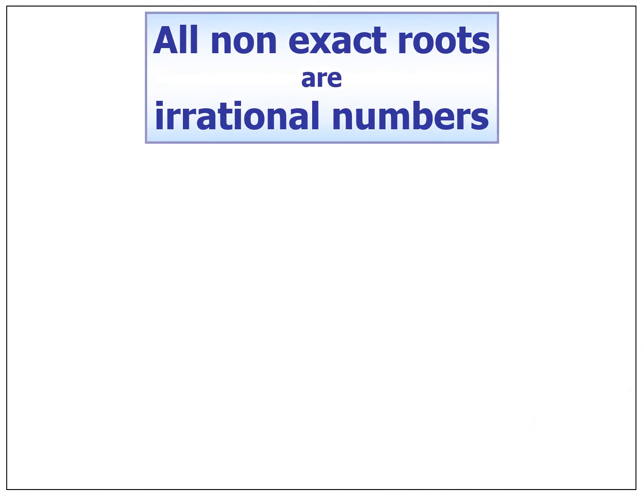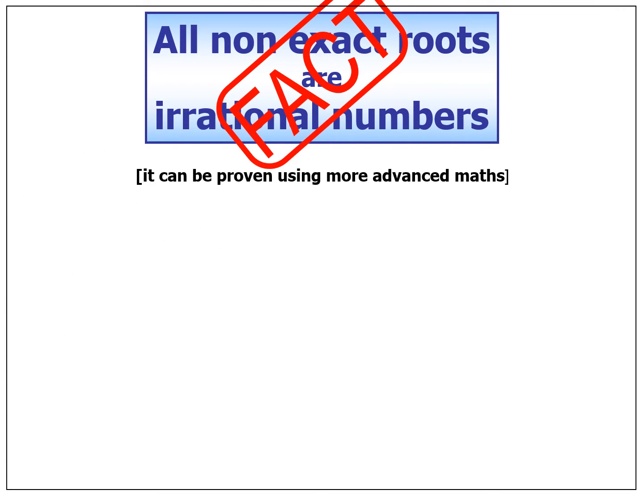So all non-exact roots are irrational numbers. That is a fact. It can be proven using more advanced maths. But for now, let us have examples.